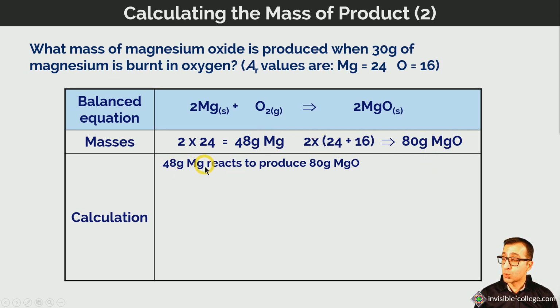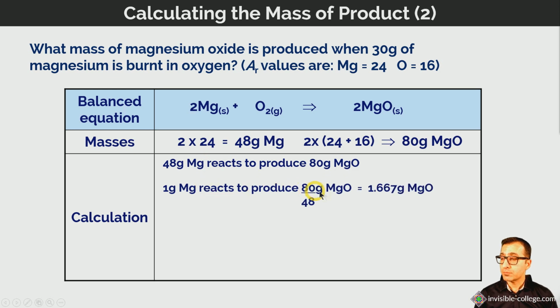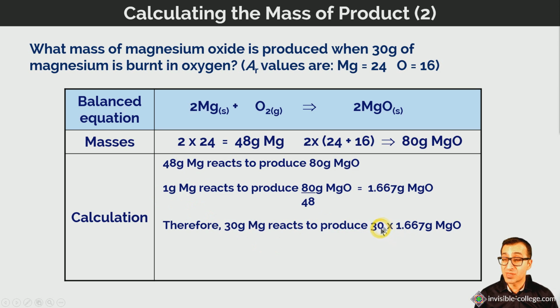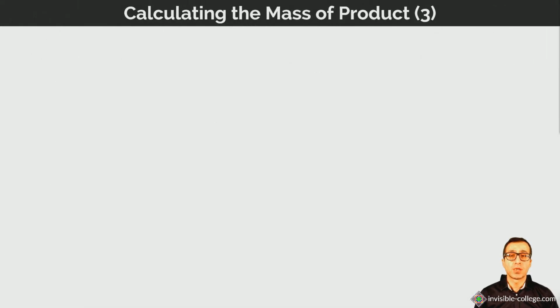So what this means then is that 1 gram of magnesium will react to produce 1.667 grams of magnesium oxide. Therefore, if we had 30 grams of magnesium, we would expect to produce 30 times this amount of magnesium oxide, which is 50 grams of magnesium oxide. Let's try another one here.